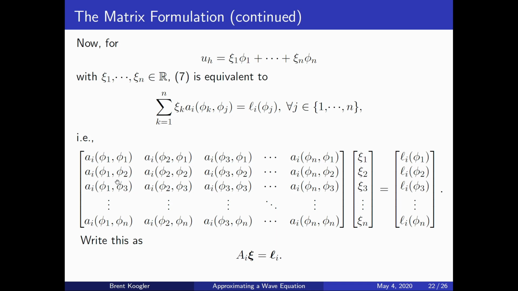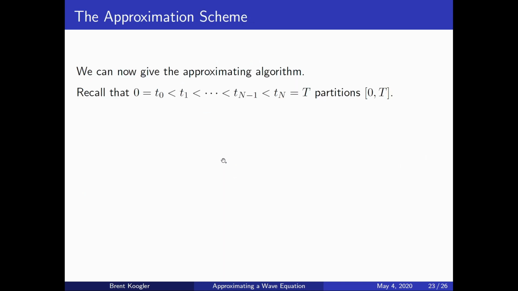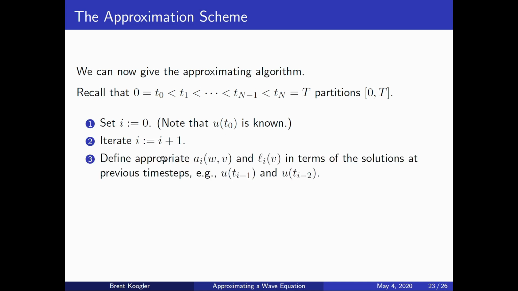Note that we actually know the a sub i matrix and the L sub i vector by the comments made on the last slide. Thus, we can finally give our approximation scheme by iterating through the time intervals, time steps, and approximating the spatial solution as we go along. So we set i equals 0, where we know u of t naught from initial conditions, and then we iterate to the next time step. At this time step, we define appropriate a sub i and L sub i functions, from which we can then compute the xi vector from this matrix equation that we just developed on the last slide.